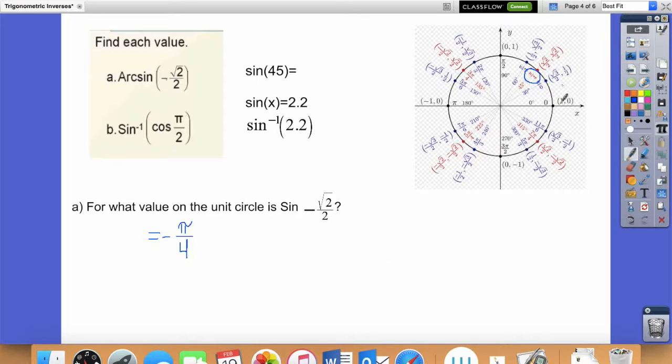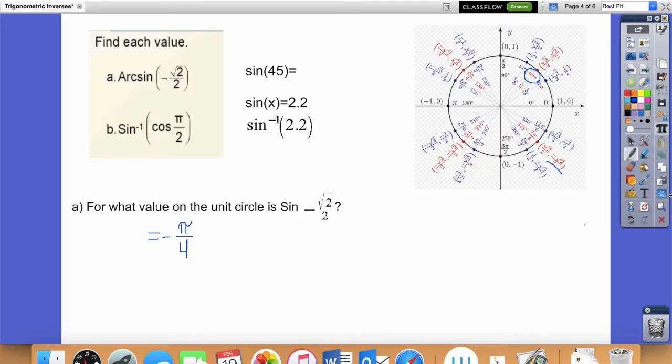Now the reason why we couldn't go down here and say, well, here's negative root 2 over 2, why isn't the answer 7 pi over 4? The reason is, remember, we had to restrict our domain to between pi over 2 and negative pi over 2, and that value falls outside of that range. So we need to make sure we're always keeping within those ranges. So your answer here for arc sine is negative pi over 4. If we were to go in reverse, if I were to say sine of negative pi over 4 equals, it would equal that answer.